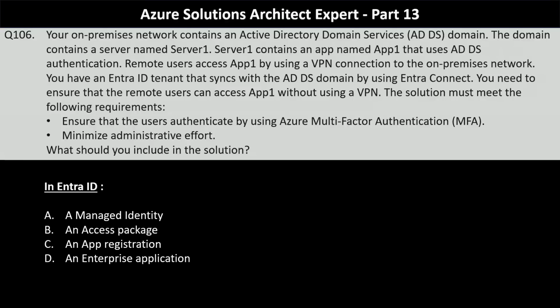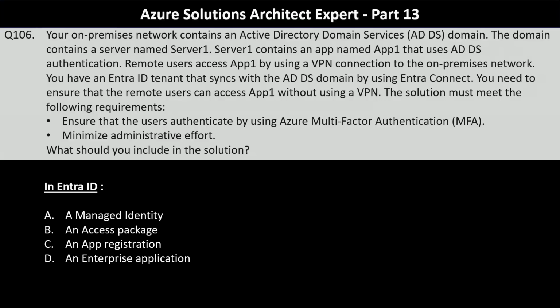Your on-premise network contains an Active Directory domain services domain. The domain contains a server named Server 1. Server 1 contains an app named App 1 that uses ADDS authentication. Remote users access App 1 by using a VPN connection to the on-premise network. You have an Entra ID tenant that syncs with the ADDS domain by using Entra Connect. You need to ensure that the remote users can access App 1 without using a VPN. The solution must meet the following requirements. Ensure that the users authenticate by using Azure multi-factor authentication and minimize administrative effort. What should you include in the solution?